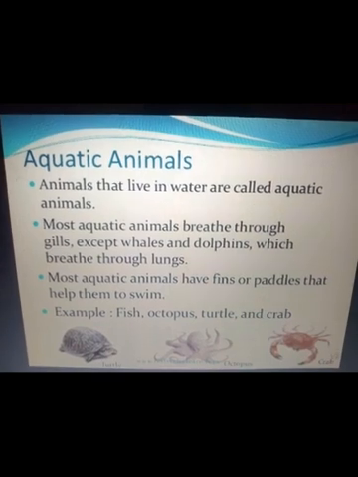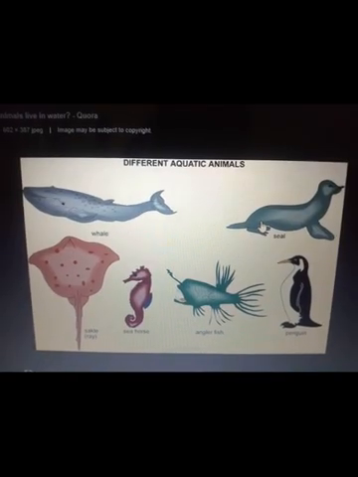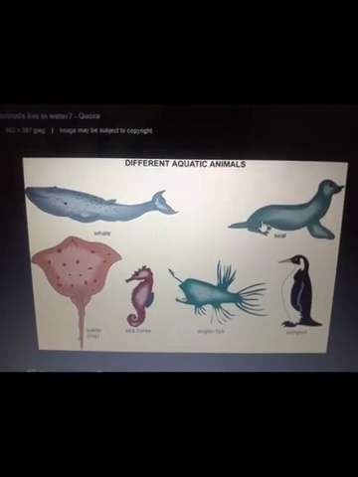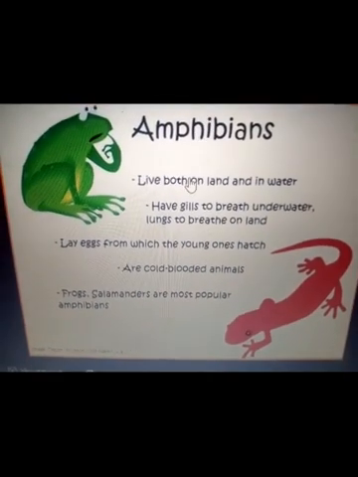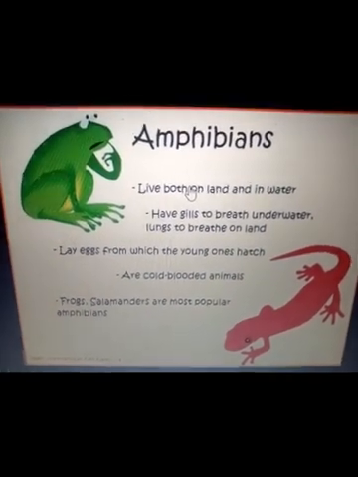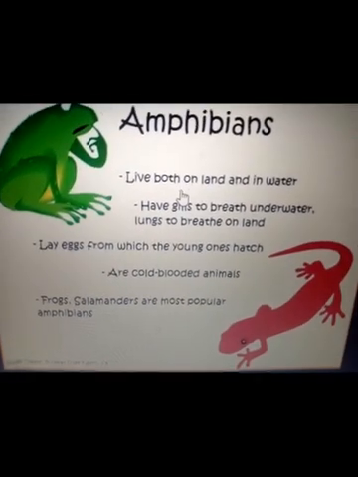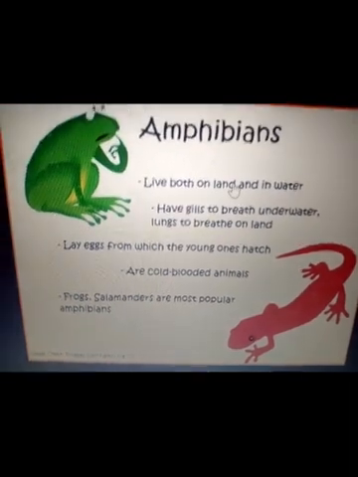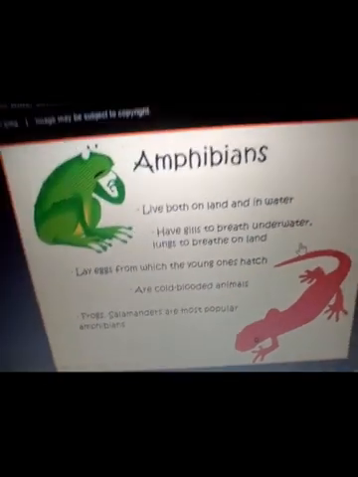So the animals that live in water are called aquatic animals. Some more examples of aquatic animals: seahorse, seal, whale. Amphibians. Last kinds of animals are amphibians animals. Amphibians animals are the animals that can live both on land and in water. They have gills to breathe underwater and lungs to breathe on land.